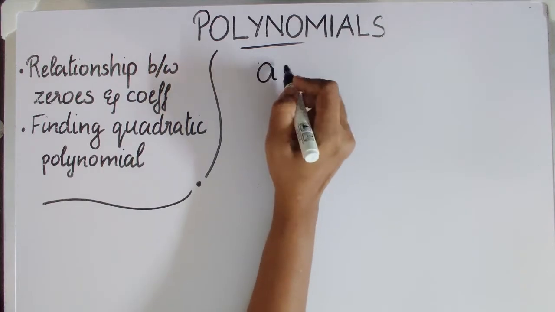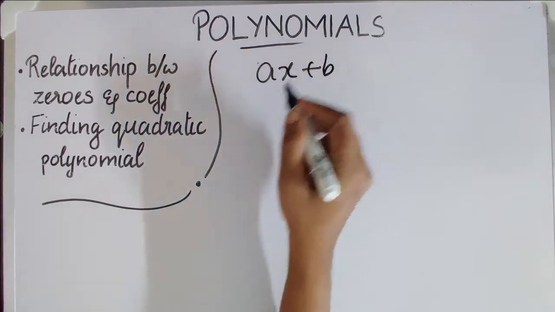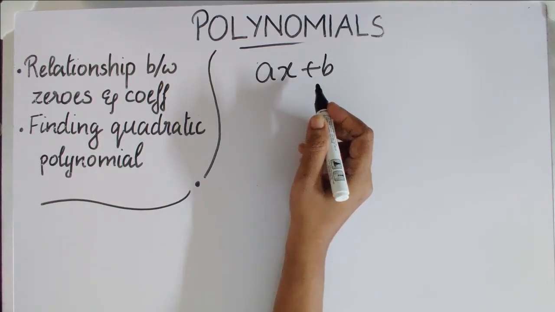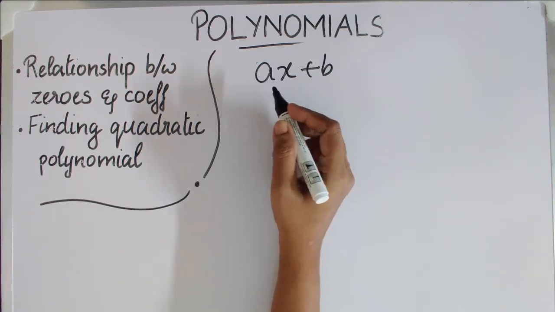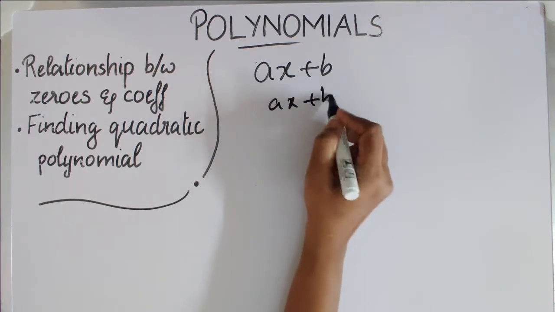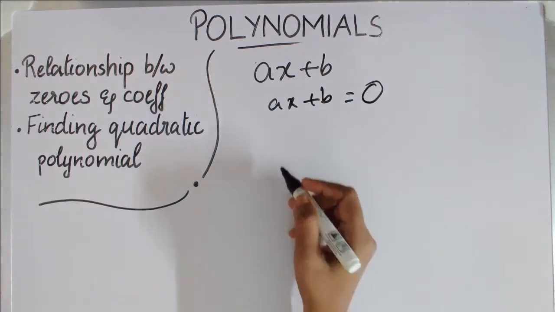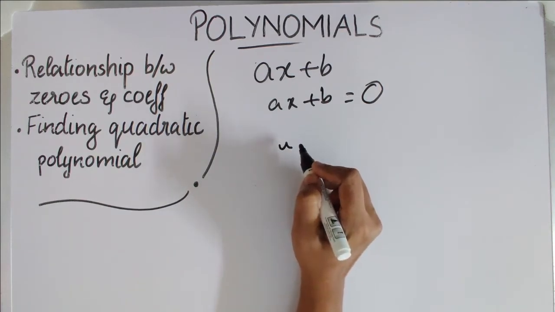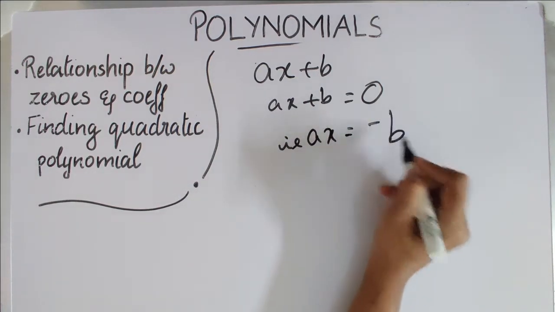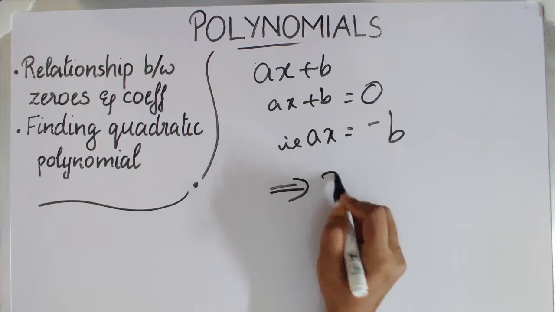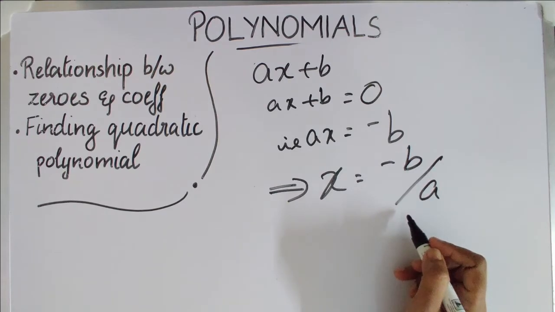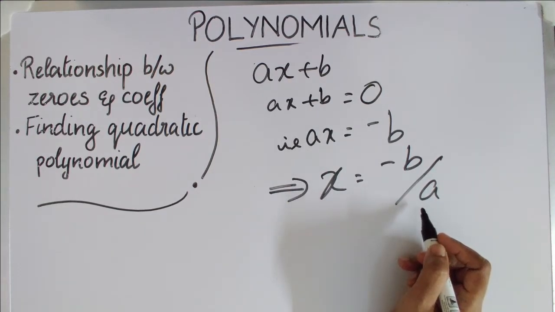ax plus b is a linear polynomial. Then find the zero of ax plus b. For that, equate ax plus b to 0, that is, ax plus b equal to 0. That is, ax equal to minus b, which implies x equal to minus b by a. Here, minus b by a is the zero of ax plus b.